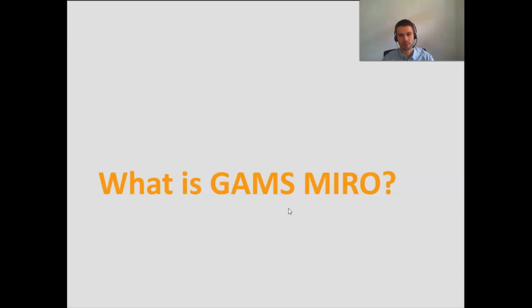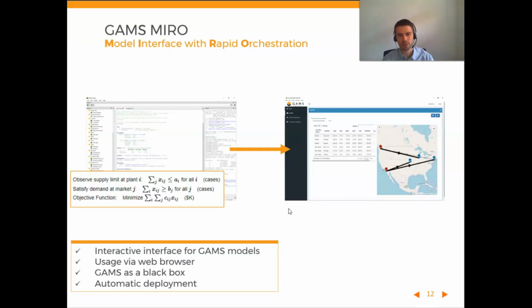So what is this GAMS MIRO? MIRO is an interactive interface for GAMS models that is built on top of your model and which you can use via any modern web browser. The model itself becomes a kind of black box for the end user, because the user doesn't see the model at all, but only the MIRO application.